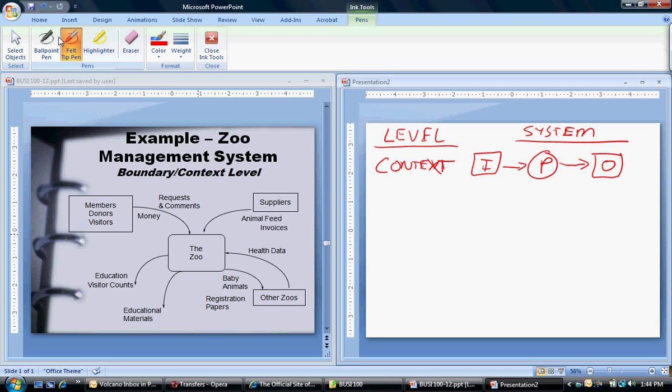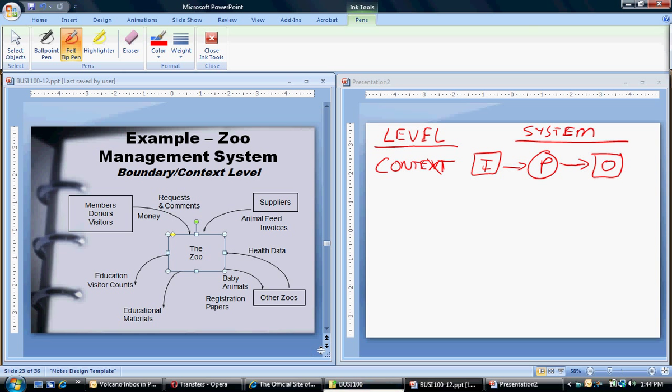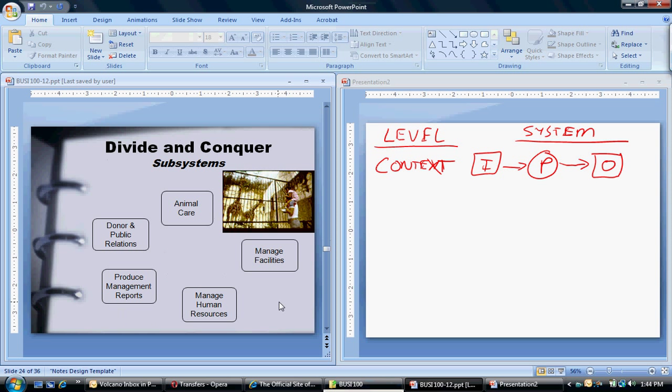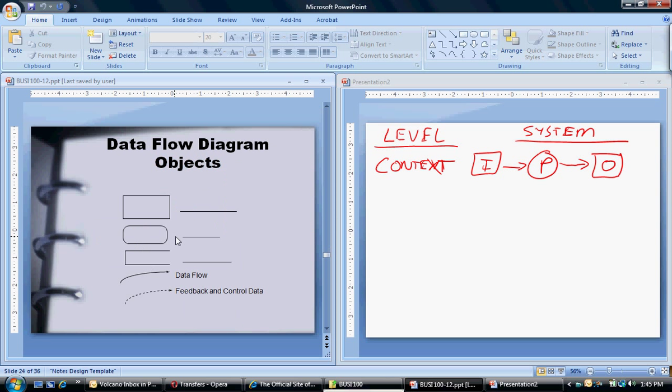Okay. Now, if we look at the zoo, the goal is to break the main system down into different subsystems. So we're going to have individual components: animal care, produce reports, human resources, taking care of payroll, scheduling, things like that, which we've talked about in the past. So these are all going to be subsystems, and then we put the subsystems in context with the rest of the application.